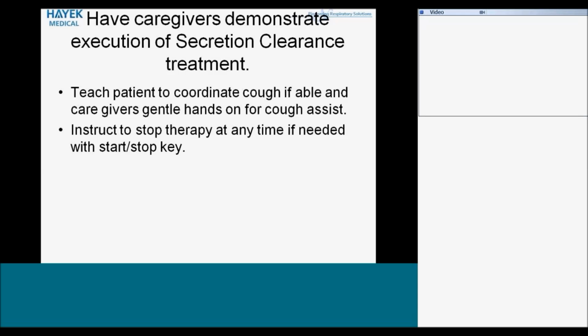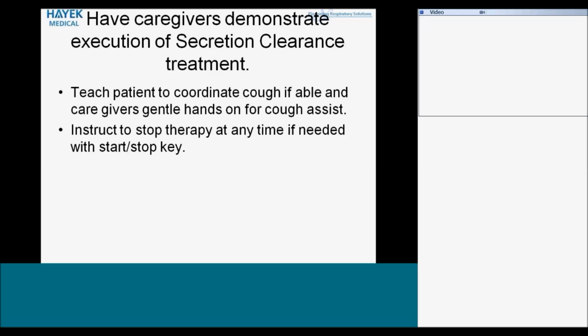Also, it's important that they recognize that any time during the therapy, the machine can be stopped. So if the patient brings up a large bolus of secretions and needs a minute to have their oropharynx cleared out before they progress, the treatment can be stopped.